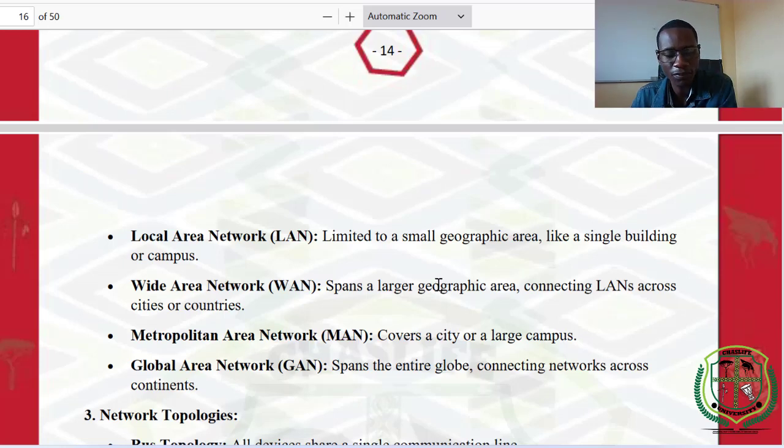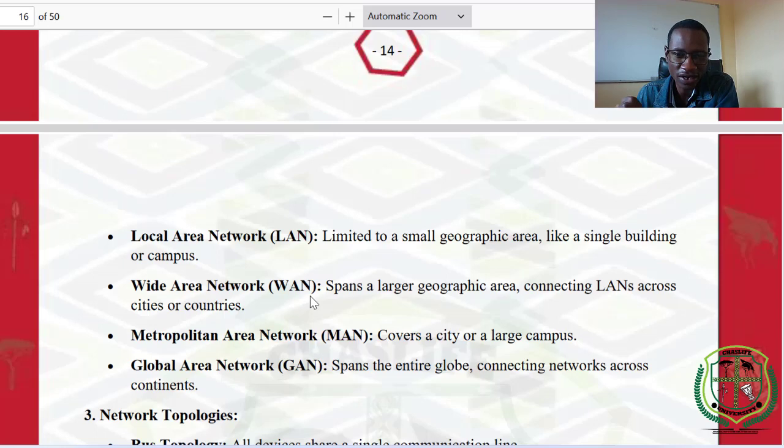Then we have the second type of network, which is wide area network. All right, wide area network. This one spans a larger geographical area, connecting a wider area across cities or countries. So wide area network connects a bigger space. It can include a city and a country at large. So that is a wide area network.